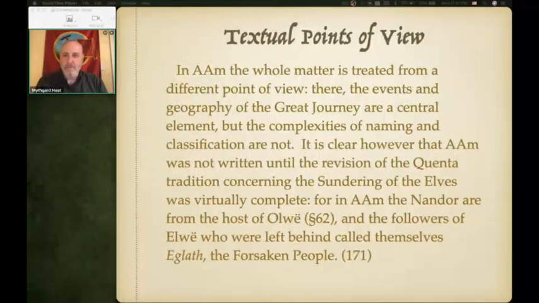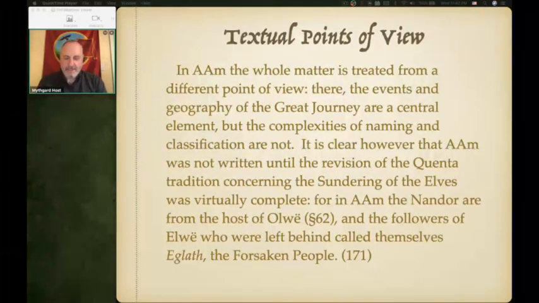Because here we are beginning to get at, and just in time, as we're almost out of time, one of these larger points that I was pointing to earlier on, when I was talking about why on earth he is still doing the Quenta and the Annals separately.